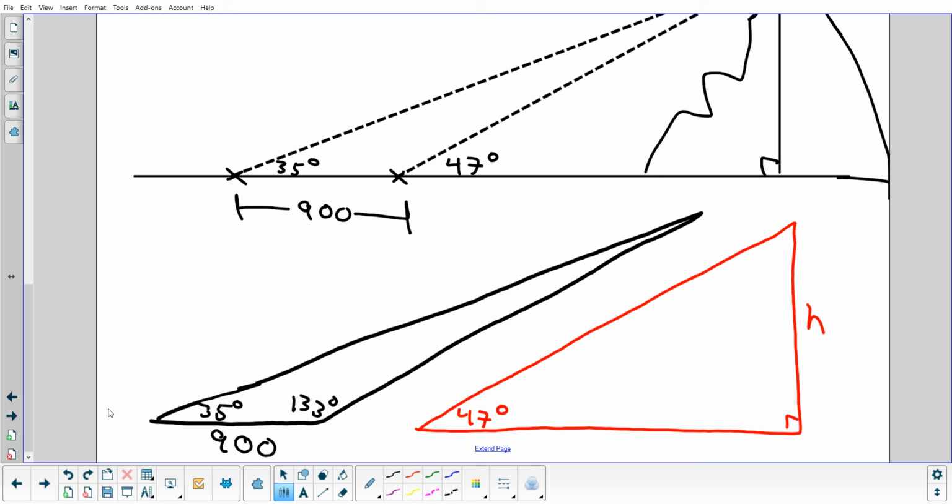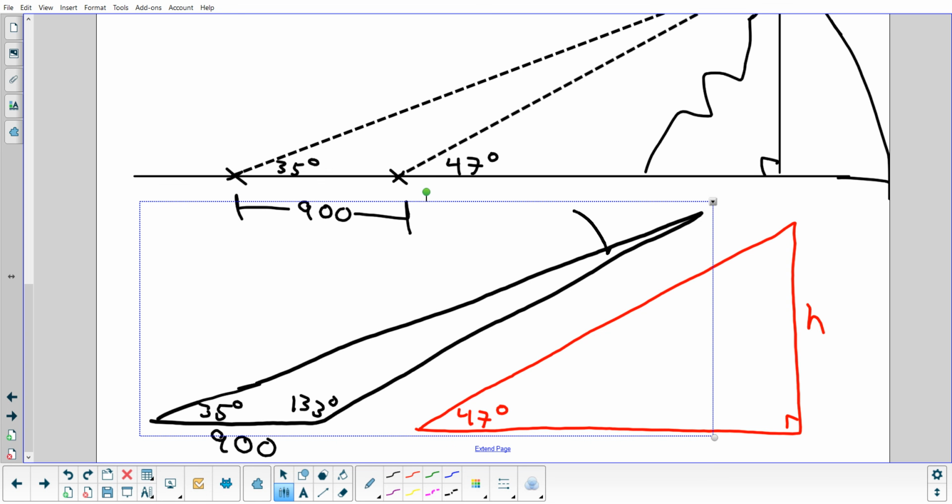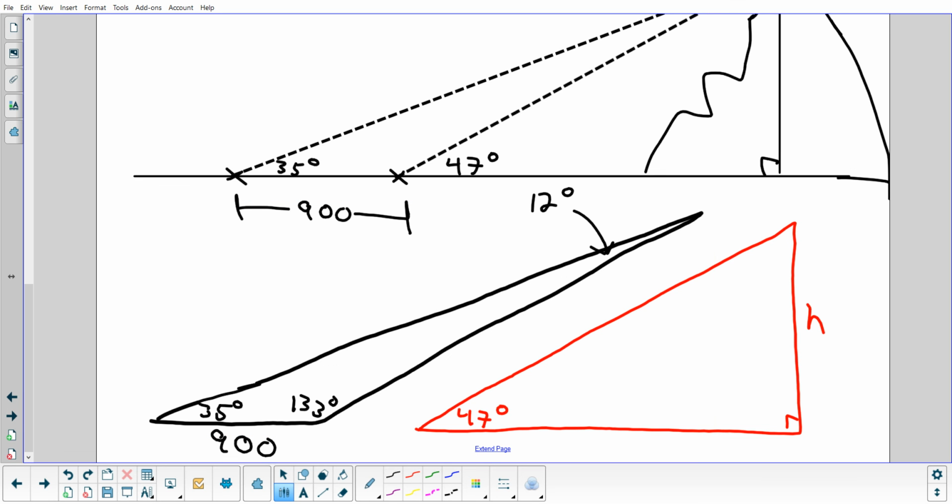All right, so if we add these up, 133 and 35, what's that add up to? 168? So what does that mean this angle up at the top would be? 12. 12, yep. Okay. Now, remember the goal is to find the height of the red triangle, but what could I find in the black triangle that I could then reuse in the red triangle?